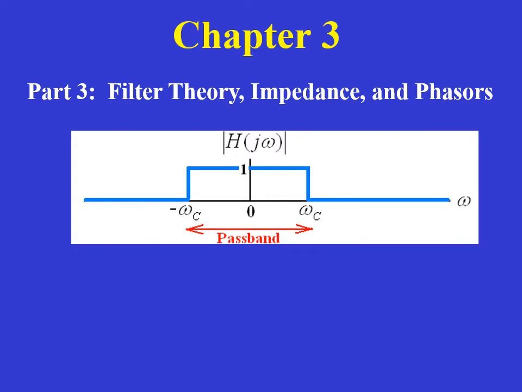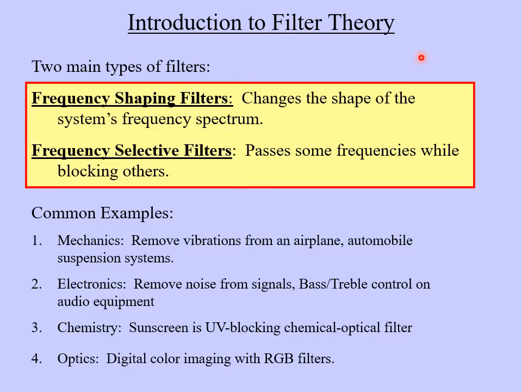In this final part of our lecture on Chapter 3, we will be looking at filter theory, impedance, and phasors. So this lecture is basically an introduction to filter theory. So what is a filter? Well, there are two types of filters. There is a frequency shaping filter, which changes the shape of a system's frequency spectrum. And there is a frequency selective filter, which passes some frequencies while blocking others. We'll be mostly dealing with frequency selective filters in this lecture and in this course.